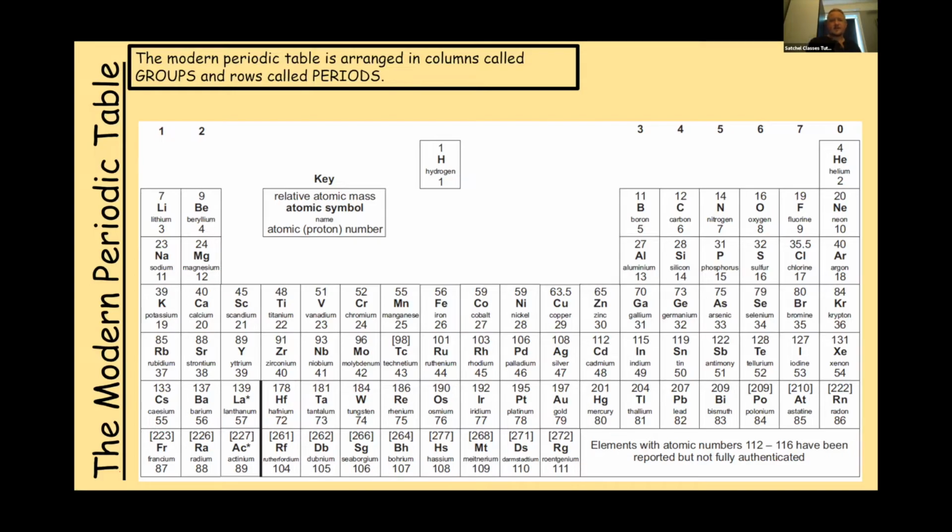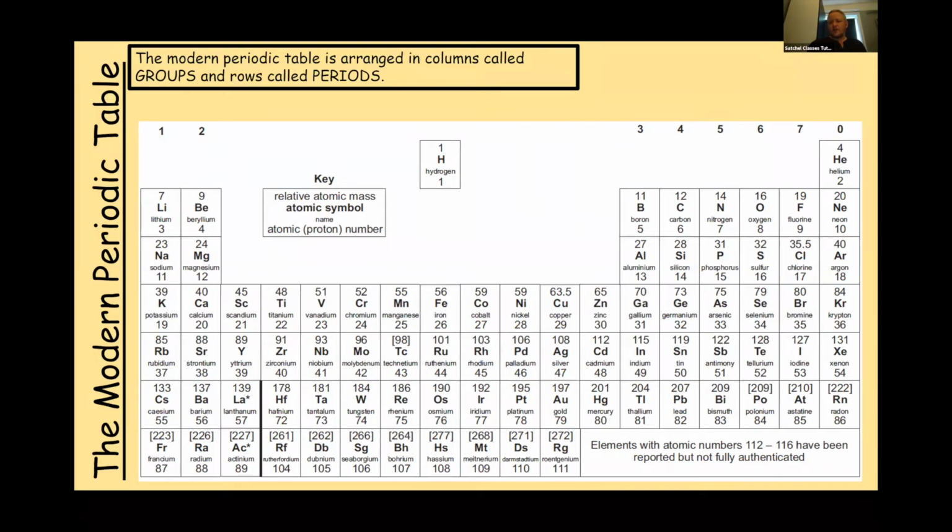The modern periodic table is arranged in columns called groups and rows called periods. You can see at the top there are numbers 1, 2, 3, 4, 5, 6, 7 and 0. Those numbers are the group numbers for the column underneath it. So for example, group 7 is fluorine, chlorine, bromine, iodine and astatine. The periods are the numbers of the rows. They're not present on this periodic table, but the first row, hydrogen, helium, is period 1. The second row, lithium, beryllium, boron, carbon, nitrogen, oxygen, fluorine, and neon, that's the second period, second row.